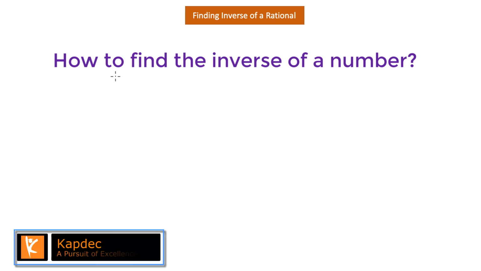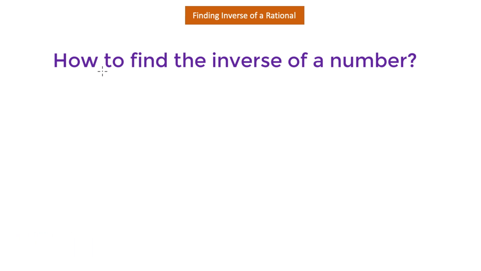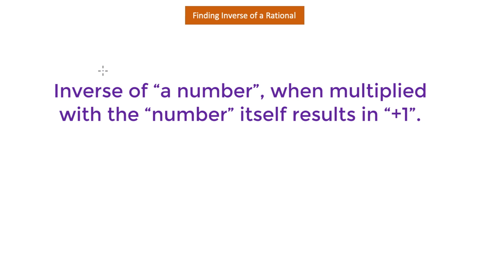So if you were given any rational number, or any number in general, how do you find the inverse? Let's talk about it. The inverse, or reciprocal, of a number is by definition something that, if you multiply it with the original number itself, the net value of that product should be equal to 1. When you obtain that, you can say that you have found the inverse or reciprocal of a number, correct?